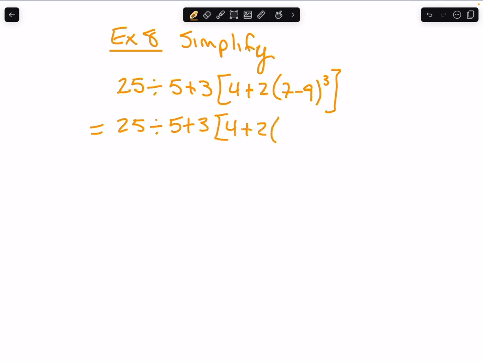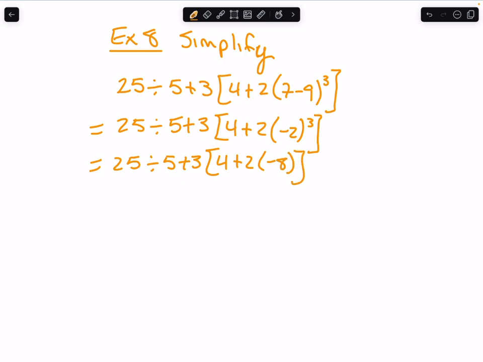And 7 minus 9 gives us -2. We keep that exponent of +3. So now inside the brackets we have that exponent, -2 to the third. So we'll do that next. -2 to the third is -2 times -2 times -2, which gives us a -8 because we have an odd number of negative factors. So we have 4 plus 2 times -8.